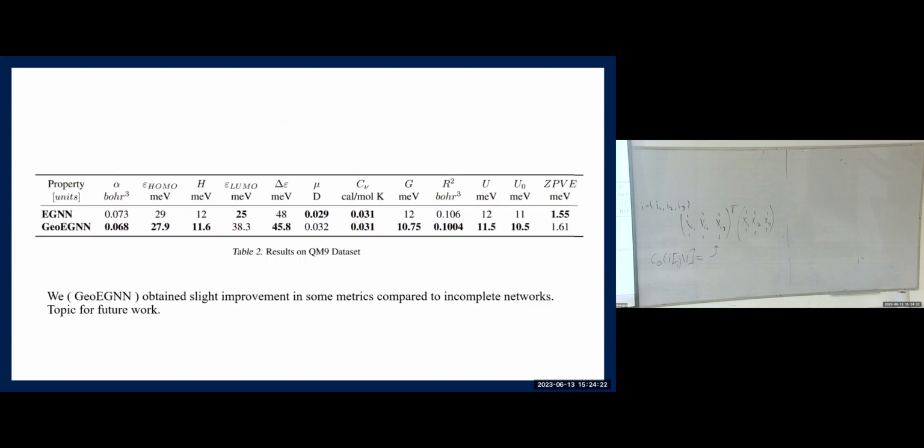So we tried to also look at the molecular prediction that I mentioned earlier. What people here see, we don't see the left of this table, but the top row is the result of message passing neural networks, and the bottom row is the result of our neural network. And we see that in some cases we do worse, but most of the time we do slightly better. And in some cases, like in alpha and delta epsilon, we get like a 4 or 5% improvement.